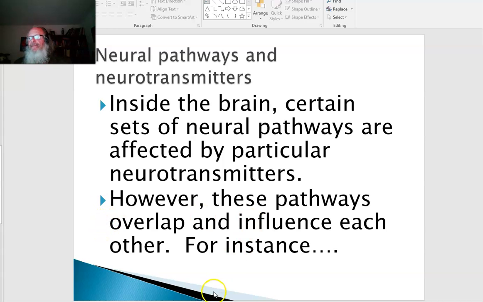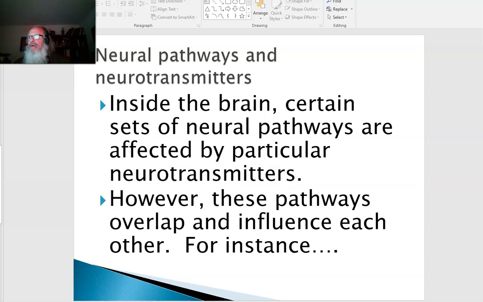The next part, we've mentioned this before, but let's come back to it. Inside the brain, and actually outside the brain in the nerves, certain sets of neural pathways use particular neurotransmitters. But these pathways overlap and influence each other.